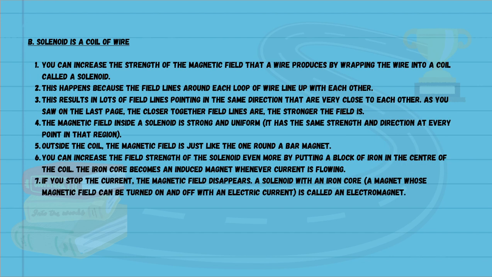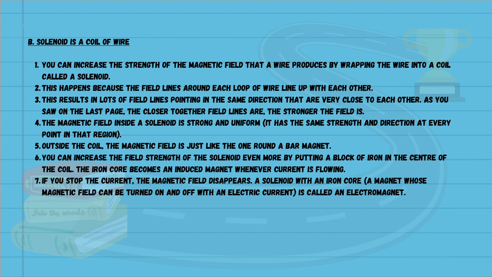A solenoid is a coil of wire. You can increase the strength of the magnetic field that a wire produces by wrapping the wire into a coil called a solenoid. This happens because the field lines around each loop of the wire line up with each other. This results in lots of field lines pointing in the same direction that are very close to each other. As you saw on the last page, the closer together field lines are, the stronger the field is.